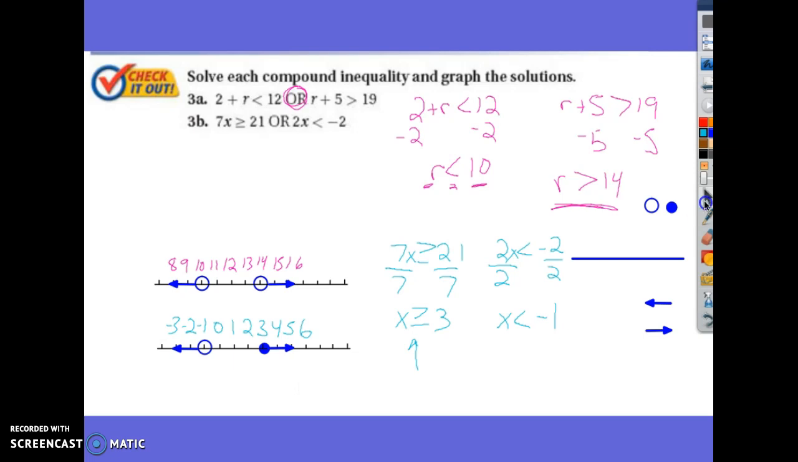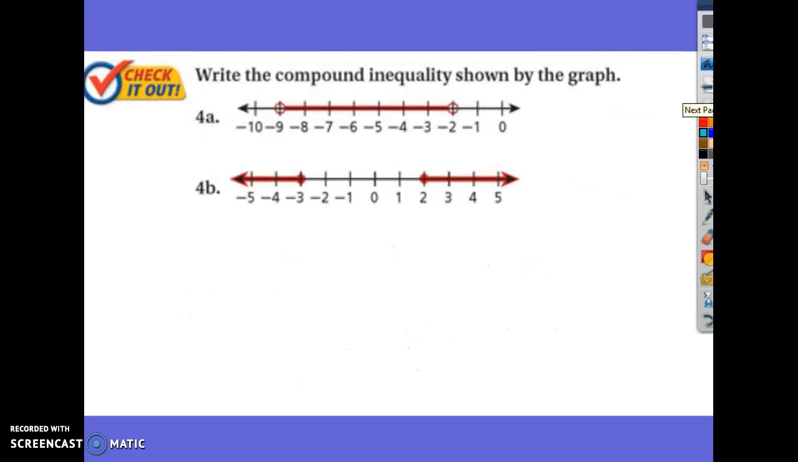All right. Now we have writing the compound inequality shown by the graph. So in the first instance, we have an and. So we have a value of x, which has to be greater than, not equal to, just greater than, it's an open circle, -9. And x has to be less than -2. So that's an and. So that's how you know the x value has to be between -9 and -2.